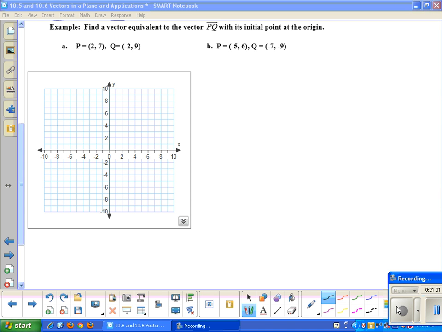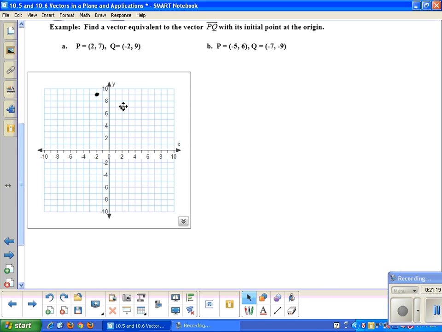So for this, since it's vector PQ, that means that P is the initial point, Q is the terminal point. So we have P, which is 2 and 7. And then we have Q, which is -2 and 9. So that means that if I draw my vector, it will be going from here to here. Now, we're trying to move this so that the vector would be at the origin.